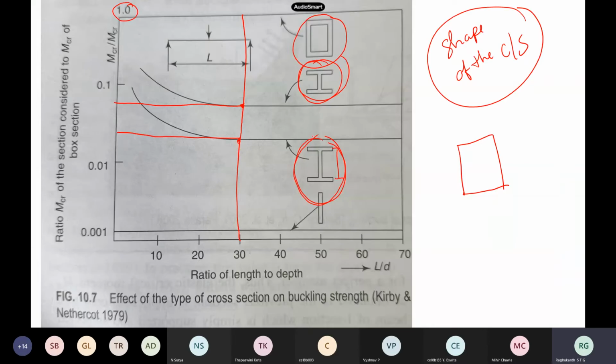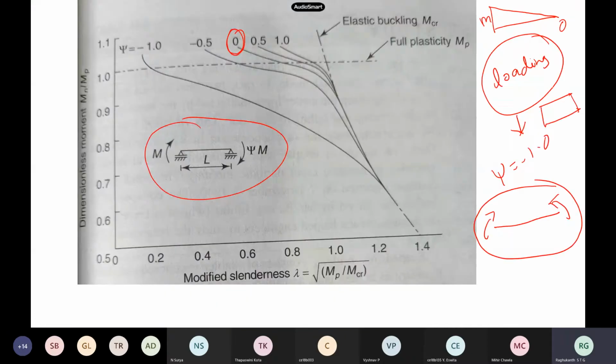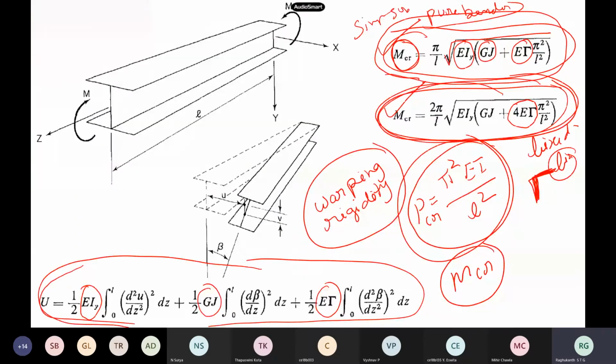Of course, I also told you it depends on the type of cross section. As the depth increases, your capacity decreases also. Not only that, it also depends on how the load is varying. Load may be a UDL or whatever, but finally you will draw a bending moment diagram only. If the bending moment diagram varies, your lateral buckling also varies with all these numbers. This I also showed you.